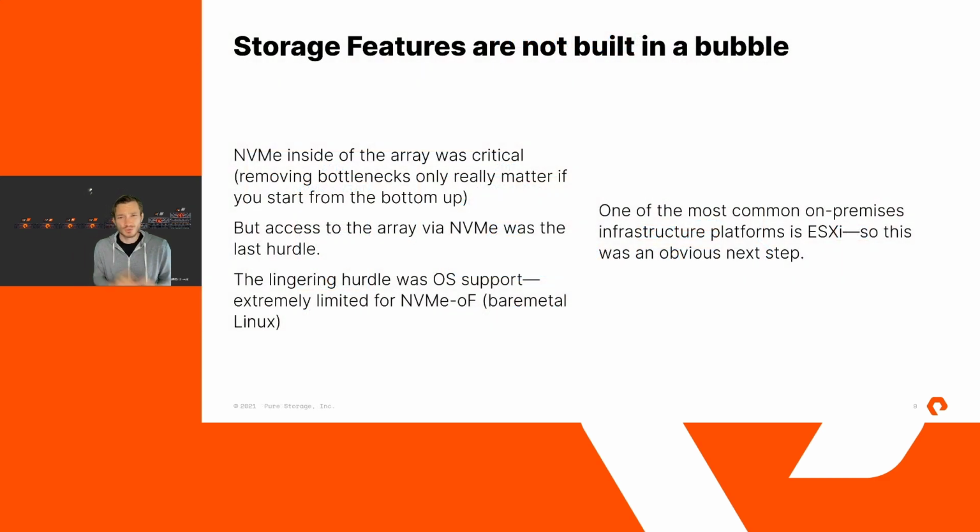But of course, storage features are not built in a bubble, right? If your storage platform supports it but nothing else does, does it even matter? Well, the answer is really no. And early on with NVMe over Fabrics, or even not that long ago, really the only OS that supported it was Linux. And really, we're talking bare metal Linux here, which exists. There's certainly a lot of it out there, but not nearly what there is around the ESX hypervisor. And so getting NVMe over Fabrics supported in the ESX hypervisor was particularly important.